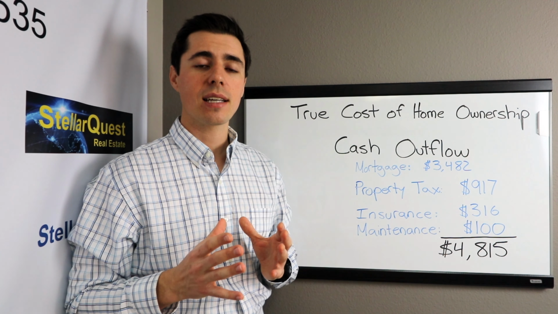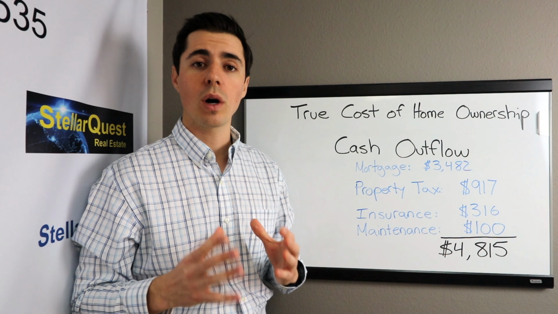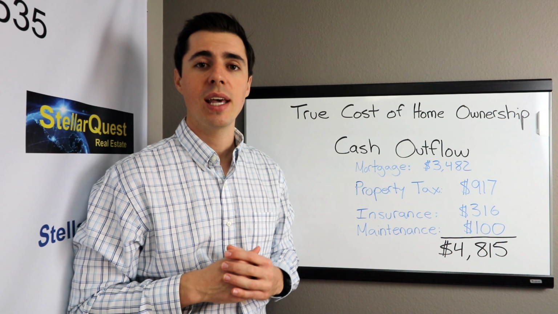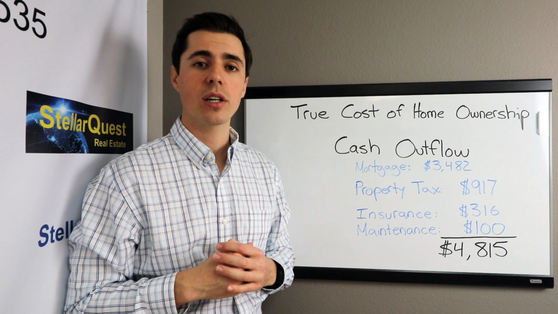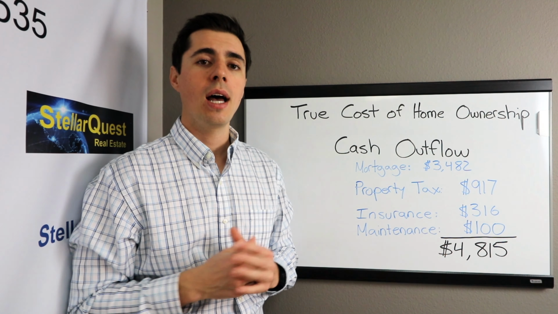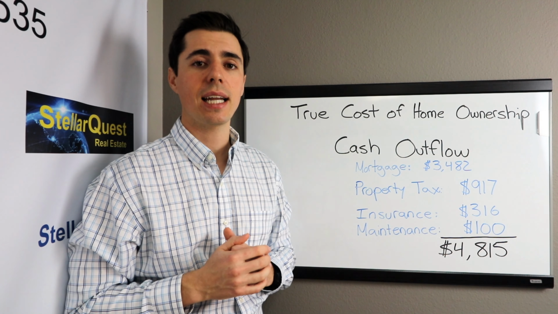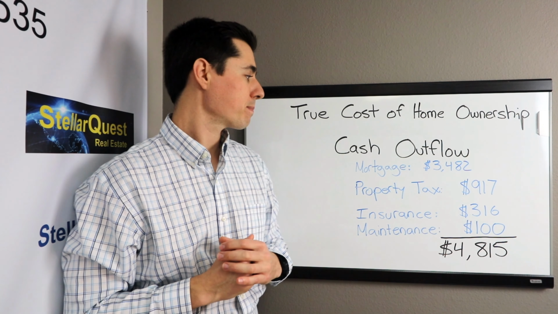For property taxes, in this example, I'm estimating $917 a month, and that is based on a 1.1% property tax rate, which is roughly what we see in Orange County, California. If you're thinking about buying a house in a different area or a different state, I recommend doing some research just to see what your property tax rate likely would be in that area. One other thing to add, if you're thinking about buying in California and you're looking at a newer home, I also recommend making sure it doesn't have a Mello-Roos tax, because that can add an extra property tax on top of what the 1.1% would be.